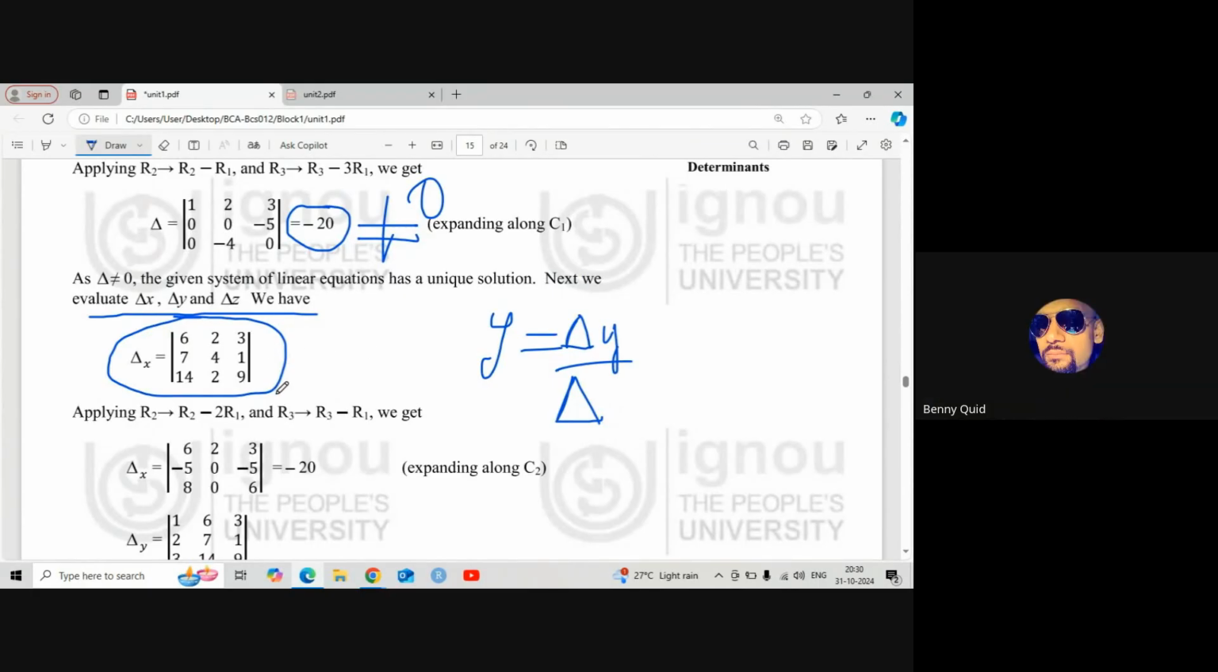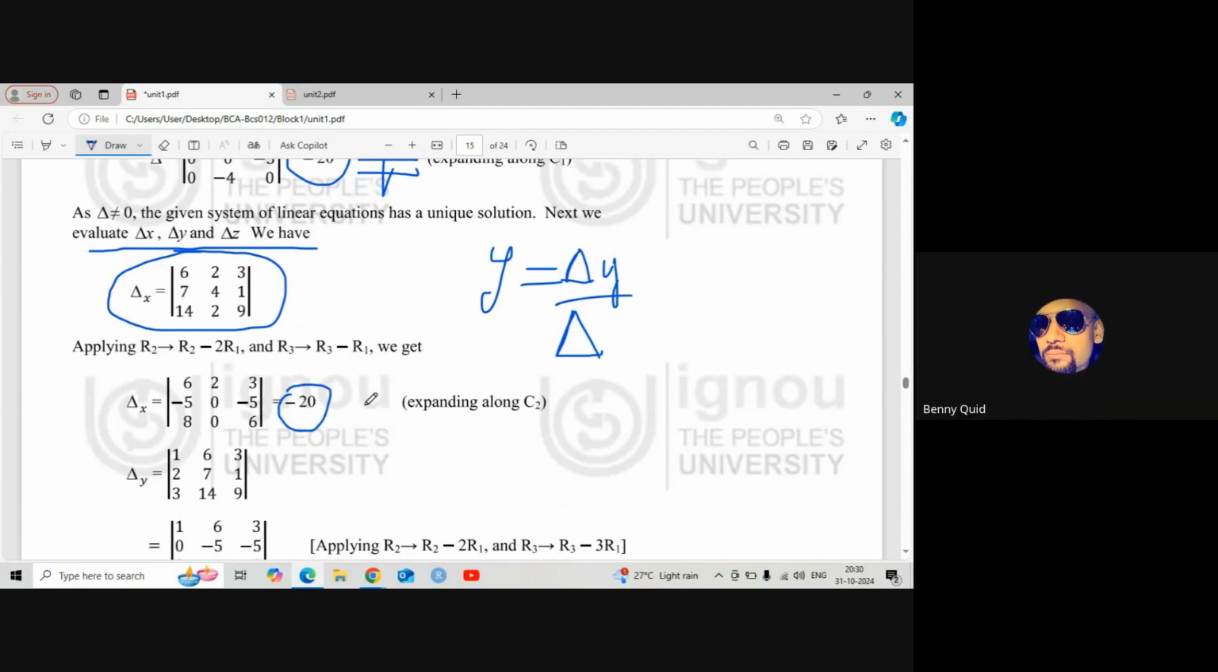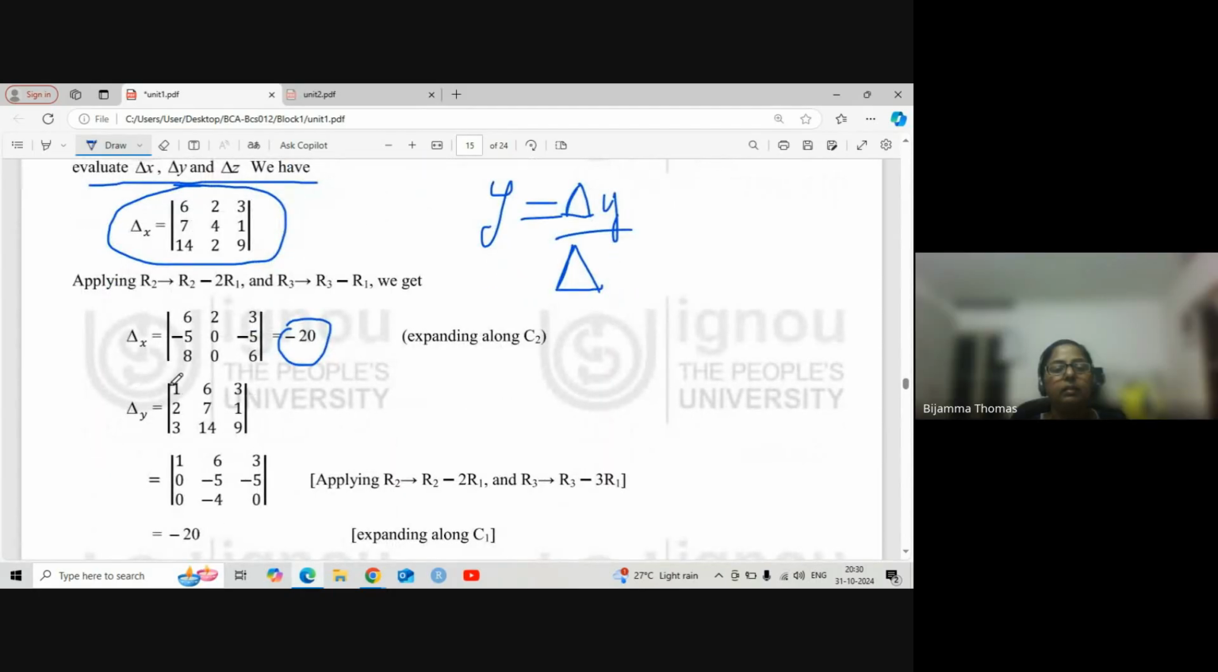What's the value of delta x? Is it negative 20? Minus 20, yes, ma'am. Okay. Now come to delta y. Delta y is the determinant where the second column is replaced by the right hand side constants. Then evaluate delta y.